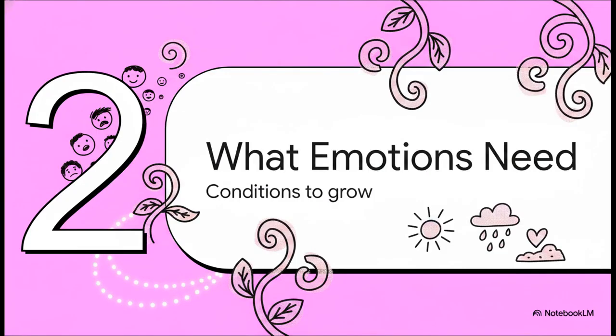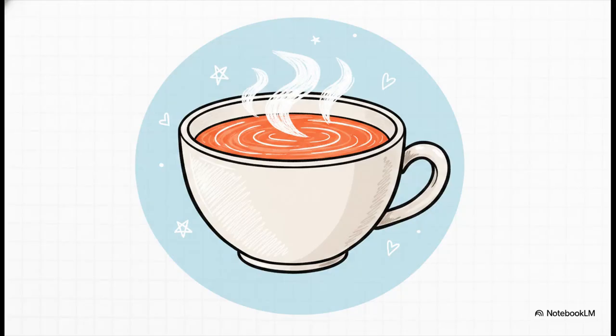Moving on to part 2, what emotions need. If design is an environment, what does an emotion actually need in that space? Well, think of a child's emotions like a young plant. They aren't a finished, broken object that needs to be fixed. They're actively growing, and they need very specific conditions to grow properly. First up, emotions need a safe container.